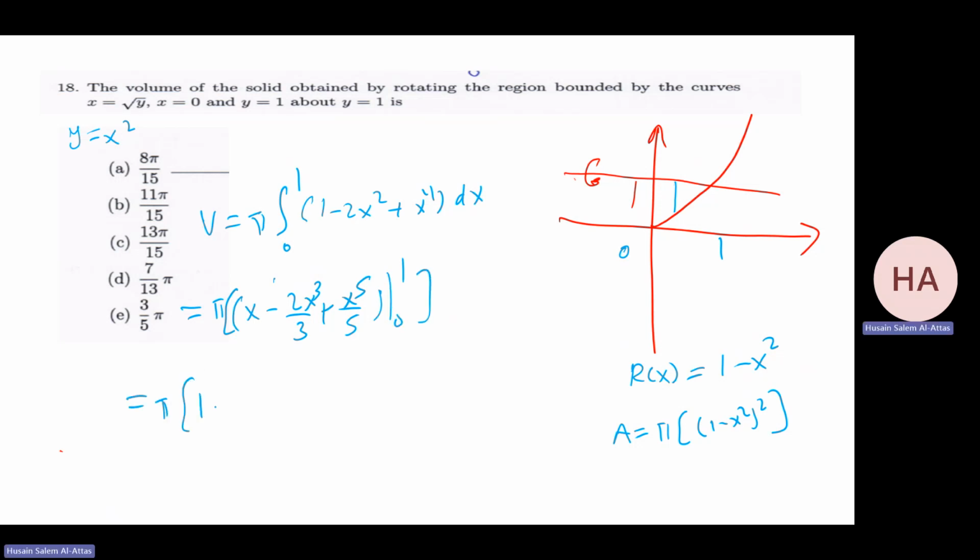I have pi times 1 minus 2 over 3 plus 1 over 5, which is pi times what? 15, 5 minus 10 plus 3, which is 8 pi over 15. Look at this.